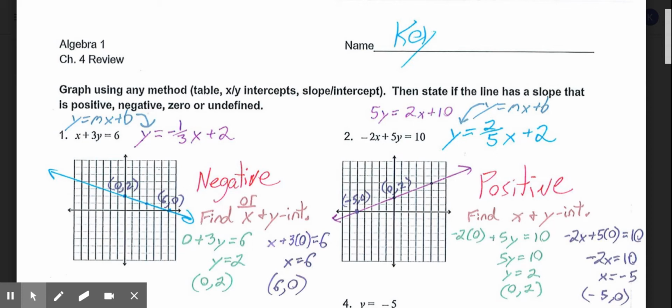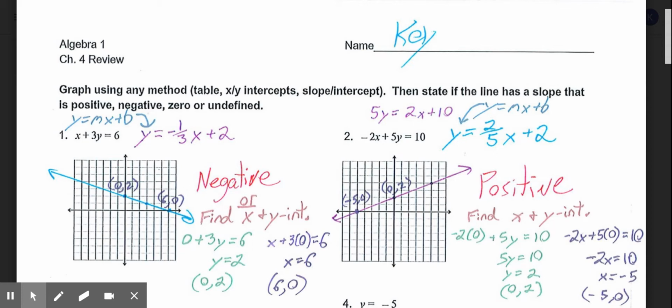Or if the equation is already in slope-intercept form, I would recommend using the slope-intercept form shortcut. So if it's already in y equals mx plus b, or you could, like in numbers 1 and 2, change the standard form into slope-intercept form as well. And then the second part tells us to state whether the slope of the line is positive, negative, 0, or undefined. So in examples 1 and 2, our equation is written in standard form.